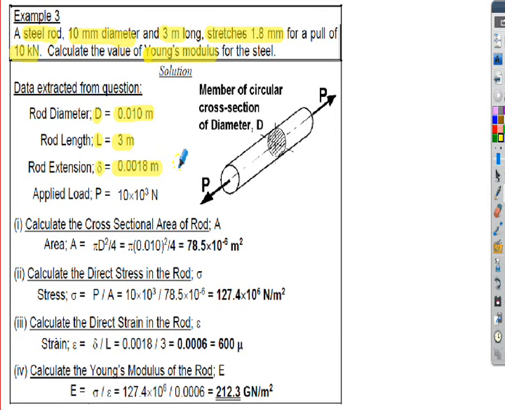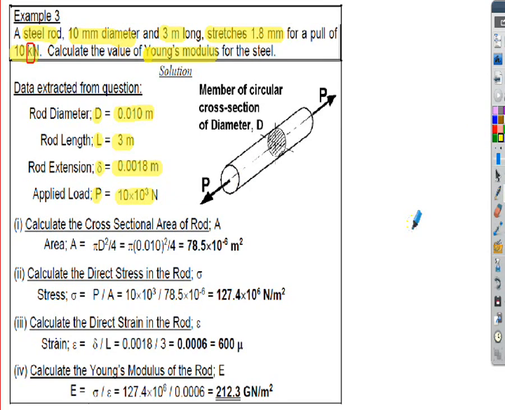And the force in the question, the load applied, the P, is 10 kilonewtons. Notice I've written that as 10,000 newtons. In other words, I've accounted for the prefix here. Be careful, that's a kilo prefix, so that's 10 to the 3, and I've accounted for that here.